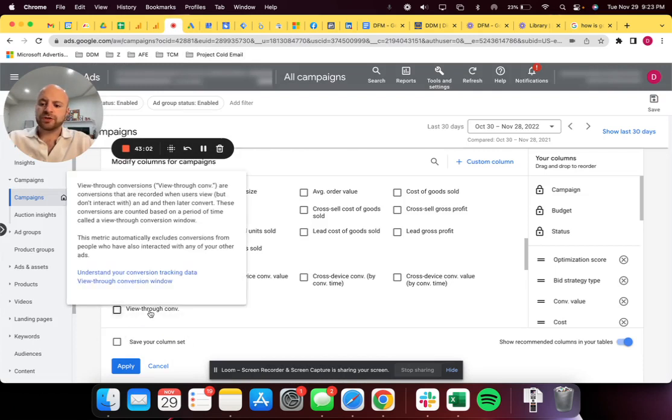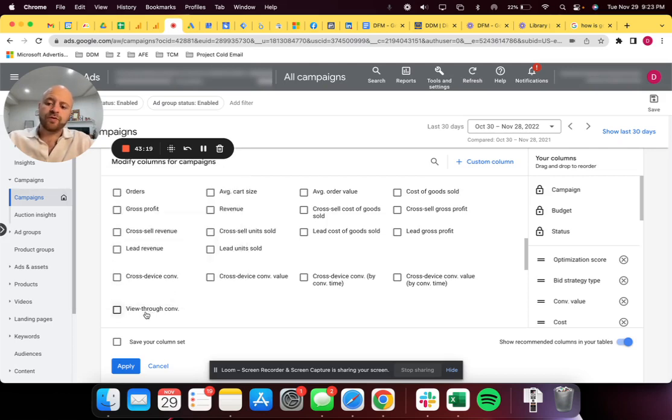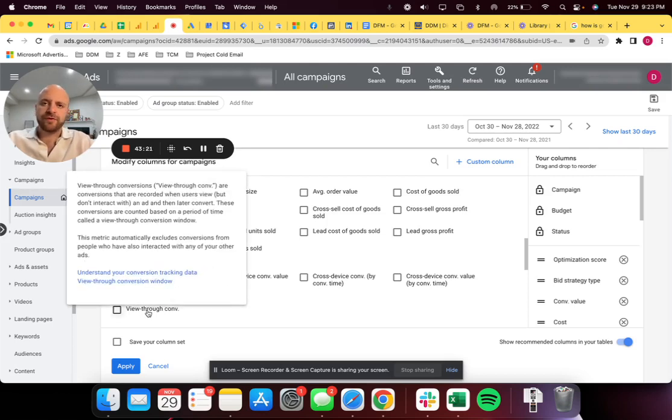View through conversion. These are conversions that occur when users view but don't interact with an ad, then later convert. That is very cool. View through conversion is really, really good for YouTube and video campaigns. They're viewing the ad, they didn't do anything with it, but at some other point in time in your window, they convert. That is cool.